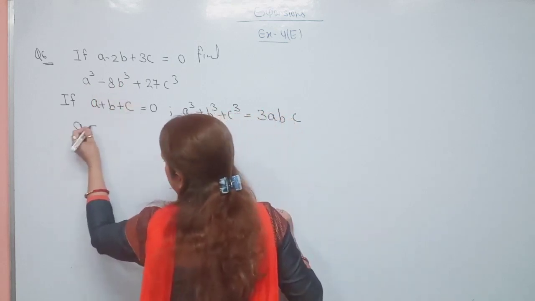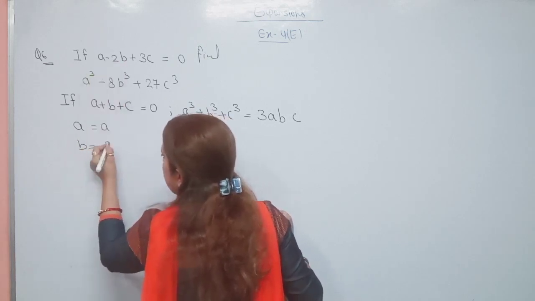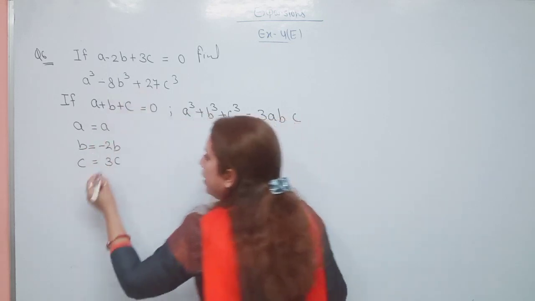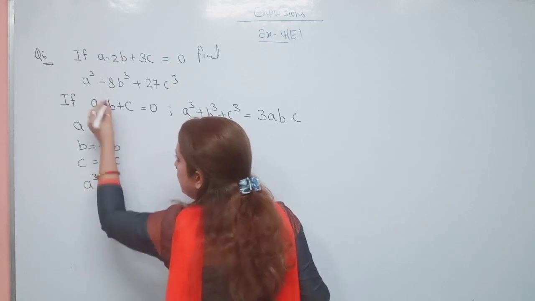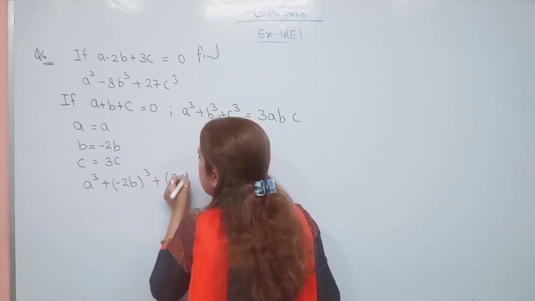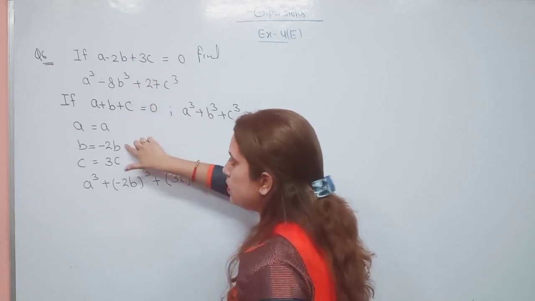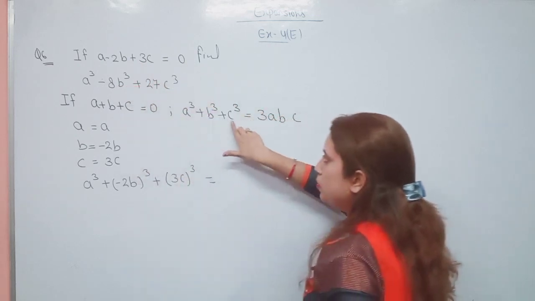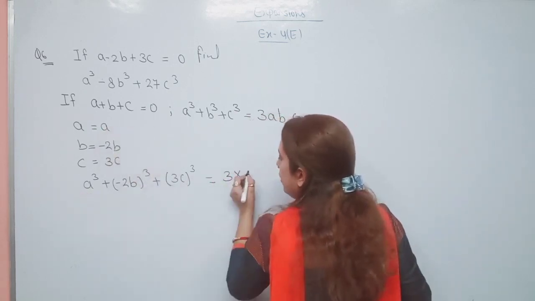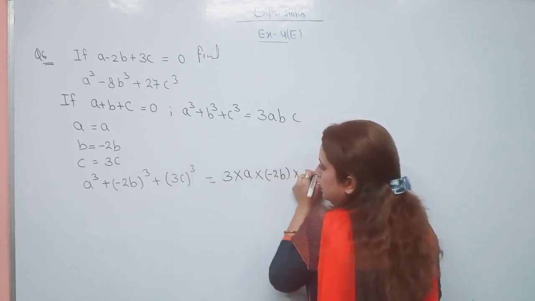Here a is a, b is minus 2b and c is 3c. We find a cube plus minus 2b cube plus 3c cube. It is given a minus 2b plus 3c is equal to 0, so we can directly apply a cube plus b cube plus c cube is equal to 3abc. The value of a is a, the value of b is minus 2b and the value of c is 3c.